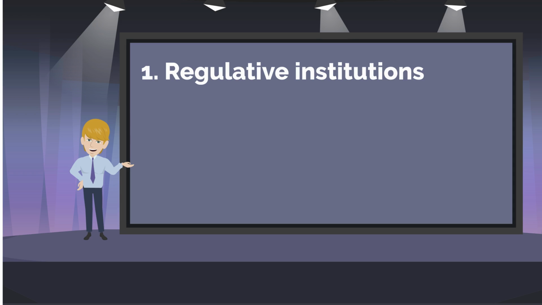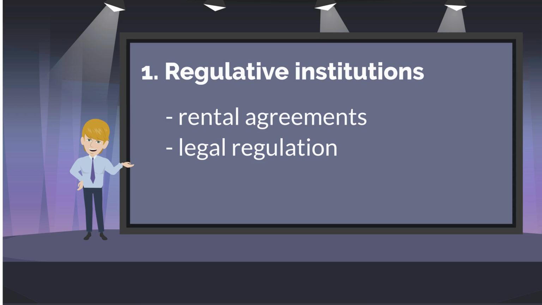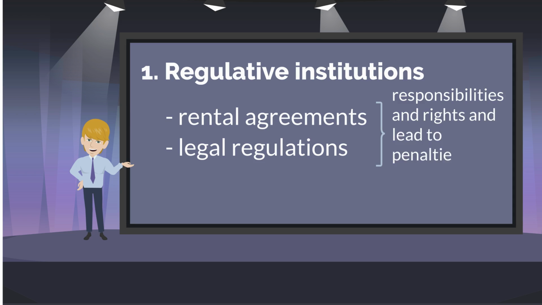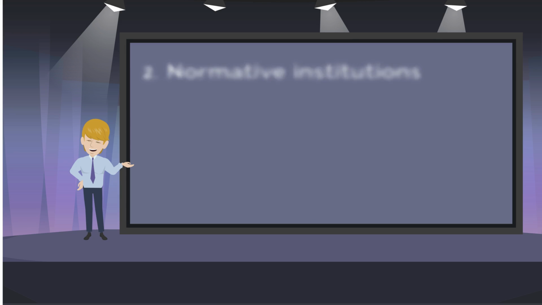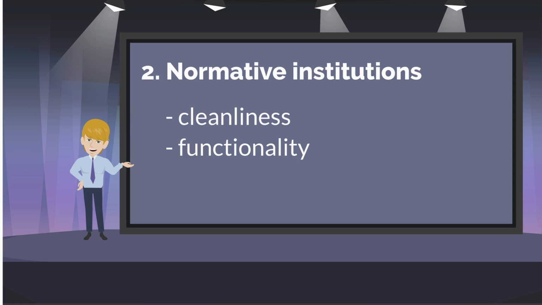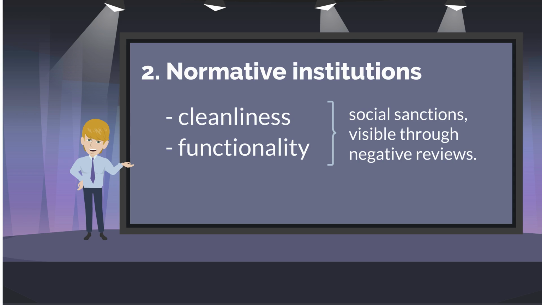Regulative institutions in the case of Airbnb are, for example, rental agreements and legal regulations. Those rules govern, for example, responsibilities and rights and lead to penalties for violations. Normative institutions in the case of Airbnb set societal standards for cleanliness and functionality of the apartment. Violations can lead to social sanctions visible through negative reviews.